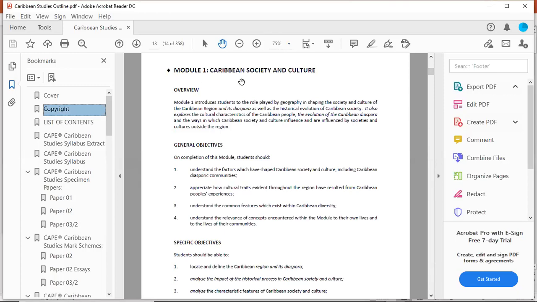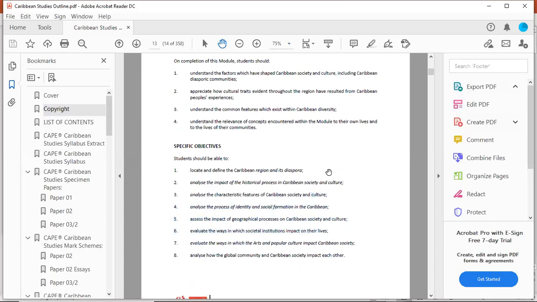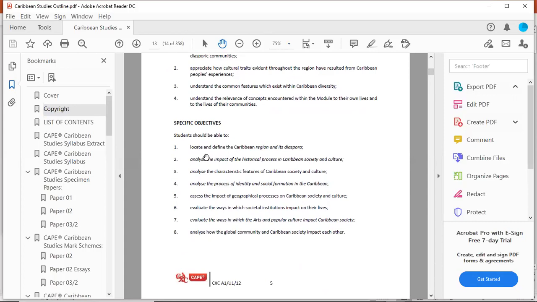This is module 1, and for module 1, it's Caribbean society and culture. The specific objectives of the syllabus are 1, locate and define the Caribbean region and its diaspora, and 2, analyze the impact of the historical process in Caribbean society and culture. If you have your syllabus, you can tick 1 because we would have covered 1. We are now in specific objective 2.